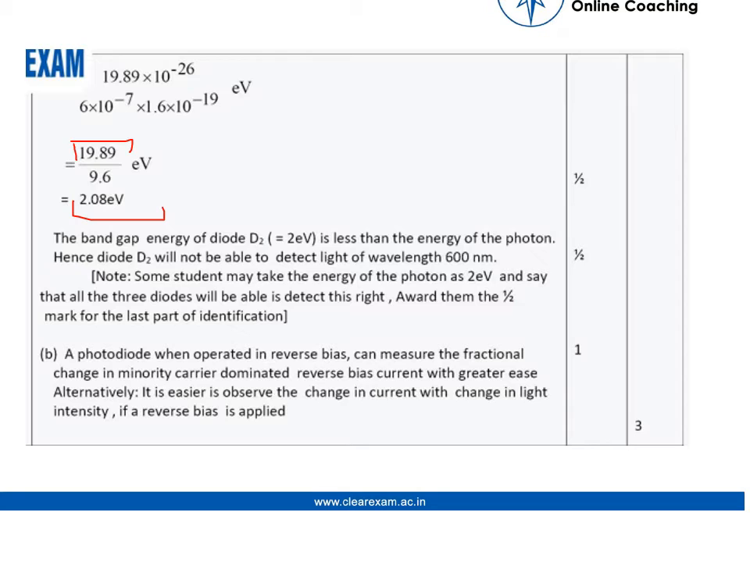Now we need to find the diode which will not be able to detect light of wavelength 600 nanometers. So the band gap for D1 is 2.5 electron volts, the band gap for D2 is 2 electron volts, and the band gap for D3 is 3 electron volts.